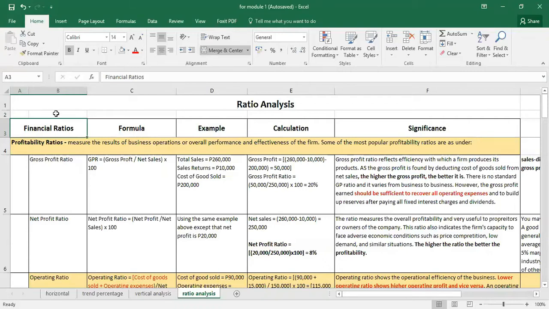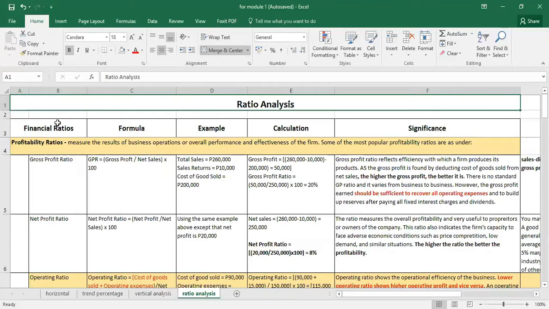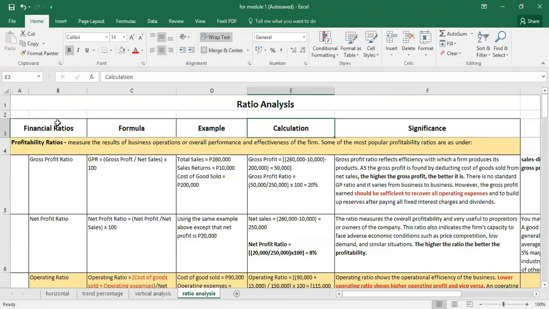As promised, gagawa ako ng mga video after lang ng compre exam ko. So, tapos ang compre exam ko, makakagawa na ako ng mga video discussion for you guys. For this video discussion, I'm going to discuss ratio analysis. It's on our chapter 4.